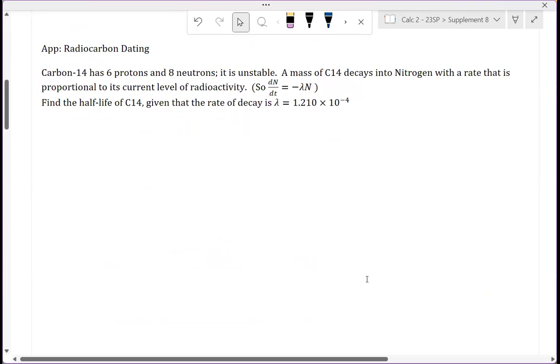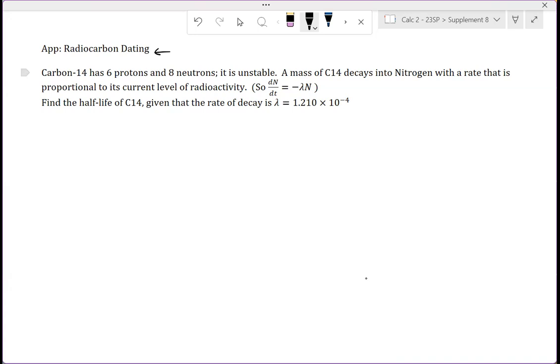Okay, so let's take a look at an application. This is an application on radiocarbon dating. Carbon 14 is unstable. It has 6 protons, 8 neutrons. And a mass of carbon 14 will decay into nitrogen at a rate that's proportional to its current level of radioactivity. So we're dealing with this differential equation here.